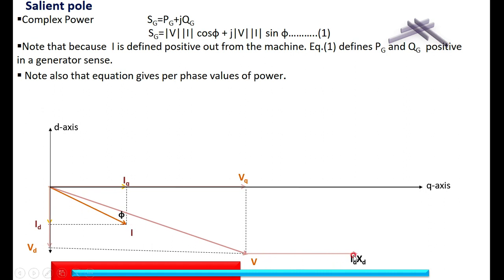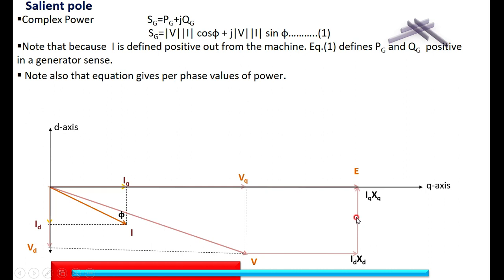The first drop I have added is IDXD. Its phase should be perpendicular to ID because it is an IDXD drop. To the tip of IDXD, I add IQXQ, which should be perpendicular to IQ. Then the total voltage I get is V plus IDXD plus IQXQ. That is a vector sum, and what I get here is the total generated voltage E. This is how we draw the vector diagram for the salient pole type of machine.